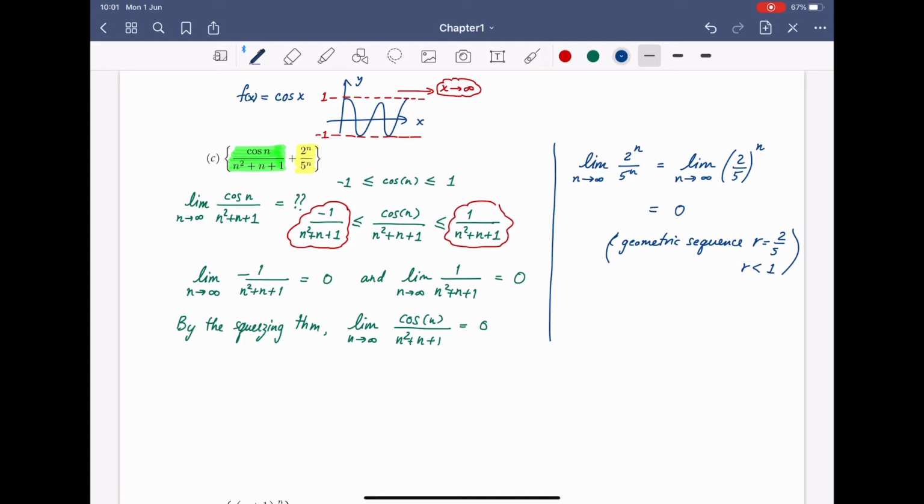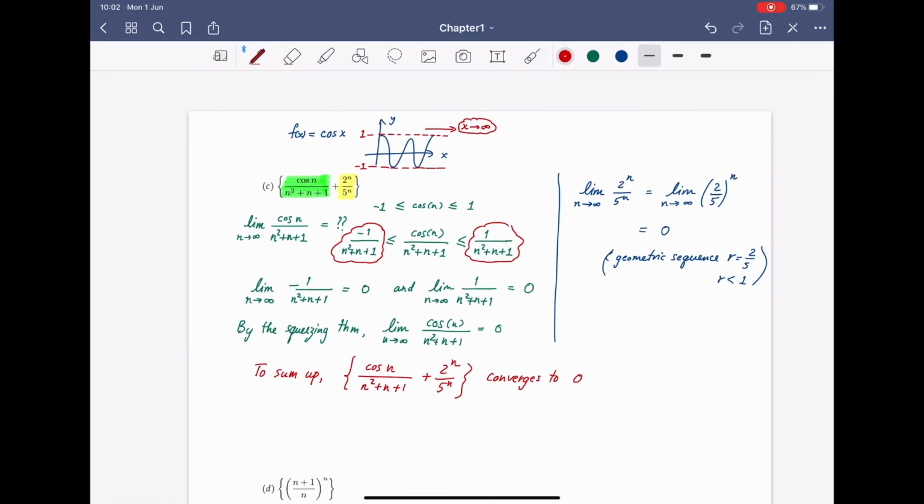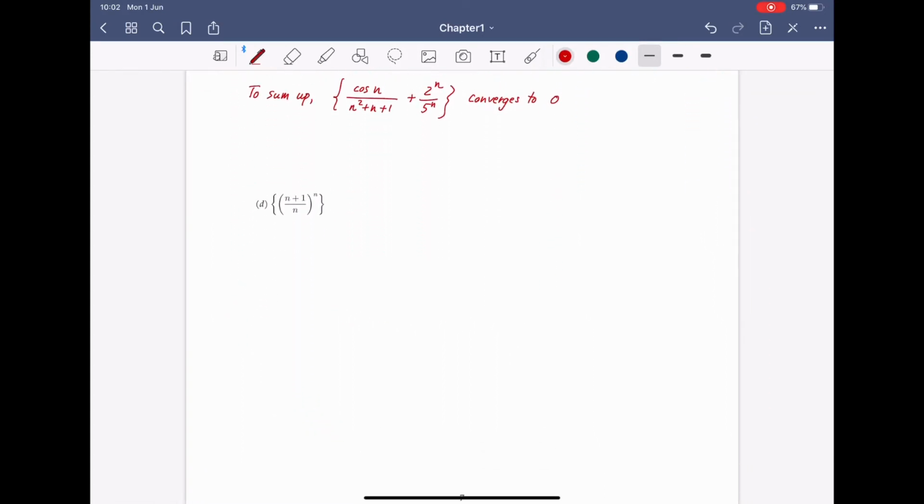So we already computed the limits for both terms that I highlighted in green and in yellow. So to sum up, the sequence cosine n over n squared plus n plus 1 plus 2 to the n over 5 to the n is convergent, and it converges to 0, because it is 0 and 0. So you add them up together, it is 0 as well. Alright, next we're going to look at part D.